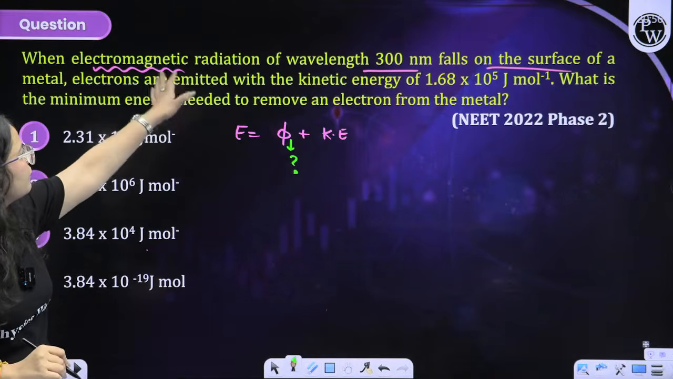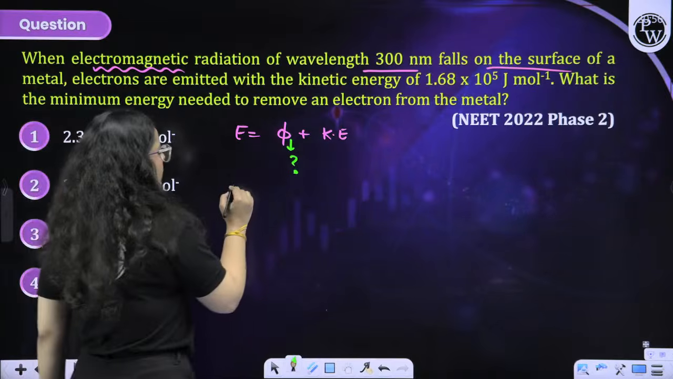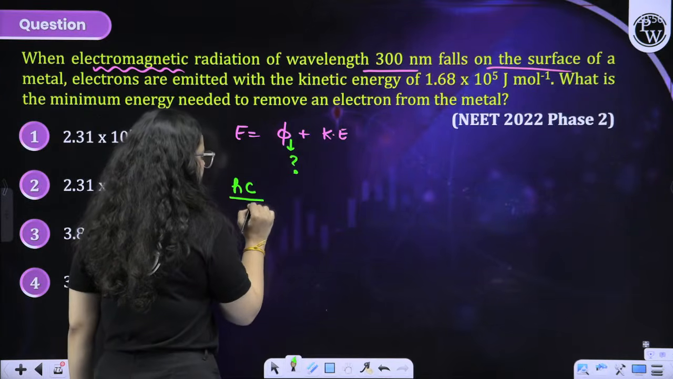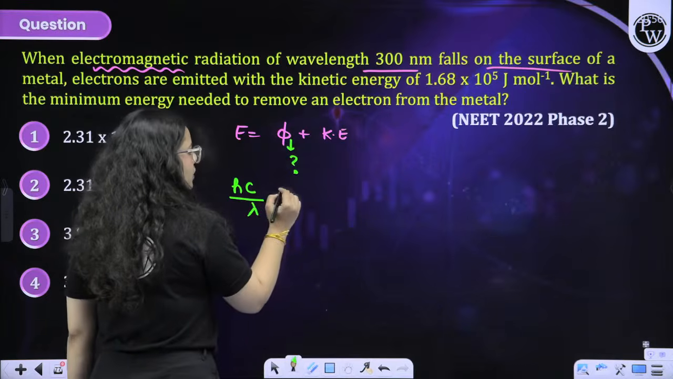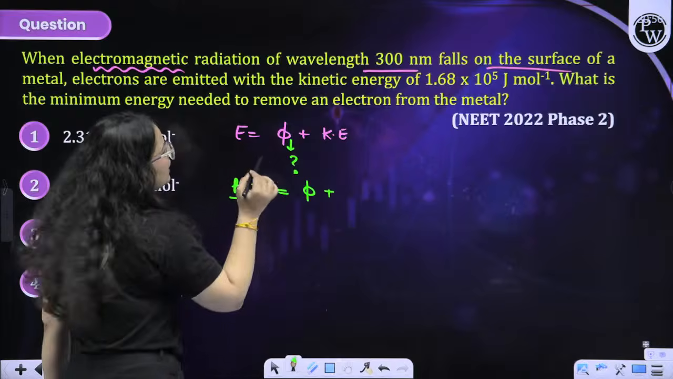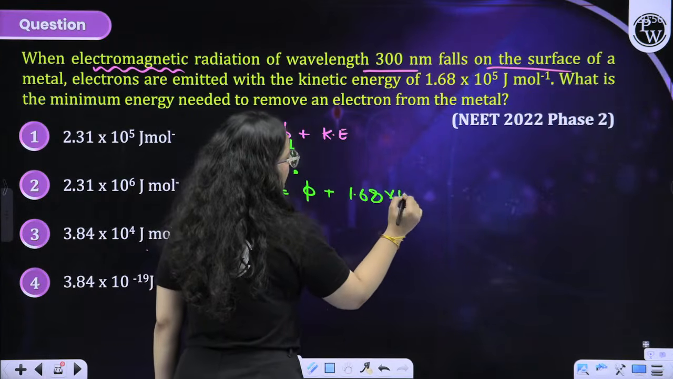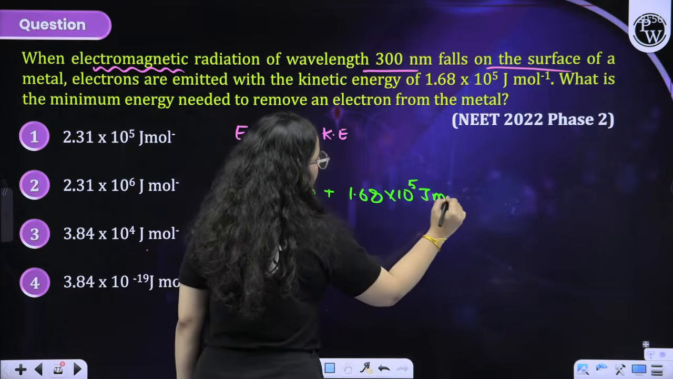The energy of radiation of wavelength 300 nanometer is hc upon lambda. You can use the formula, it is equal to phi, which I need to find out. And kinetic energy is given to you as 1.68 into 10 raised to the power 5 joule per mole.